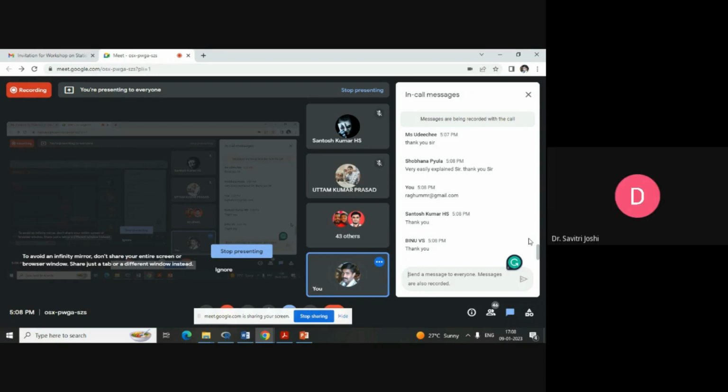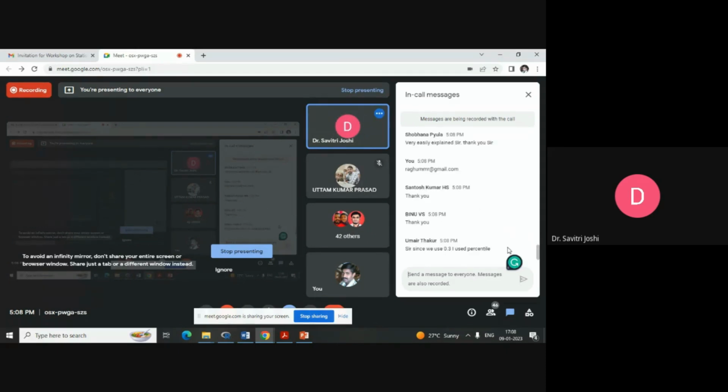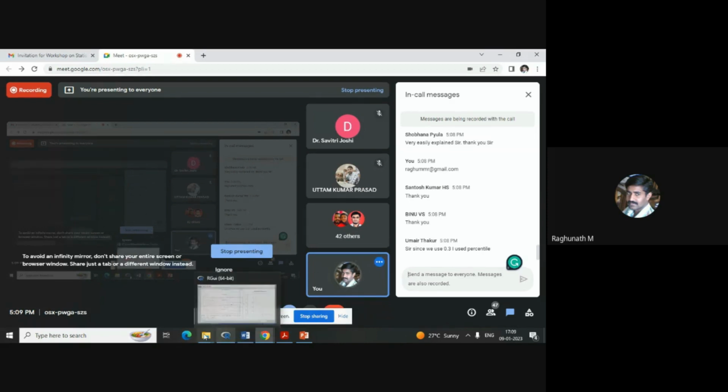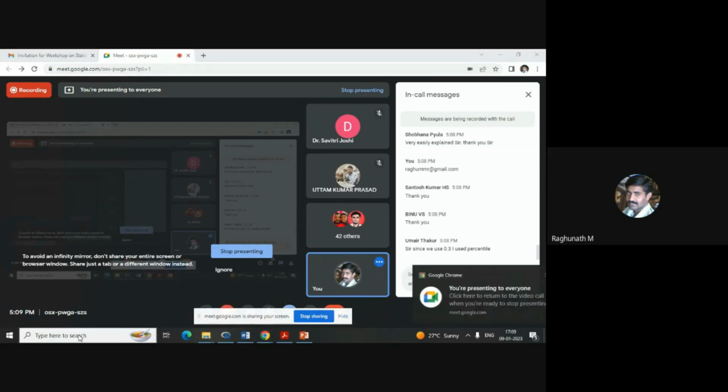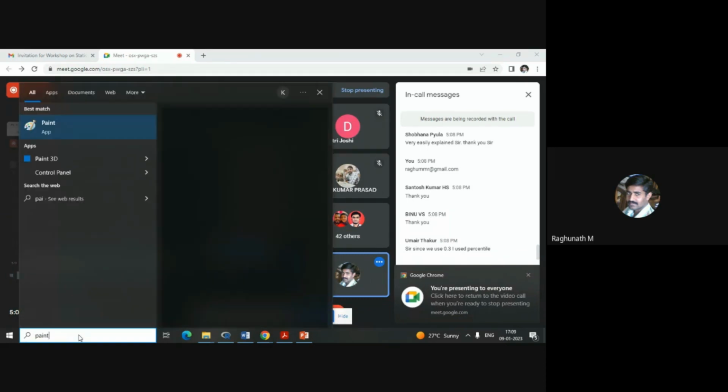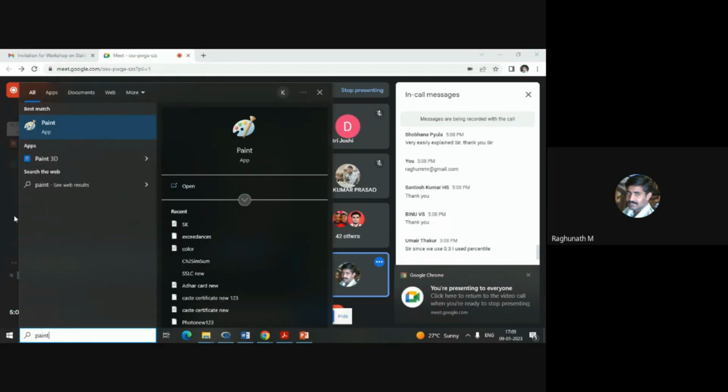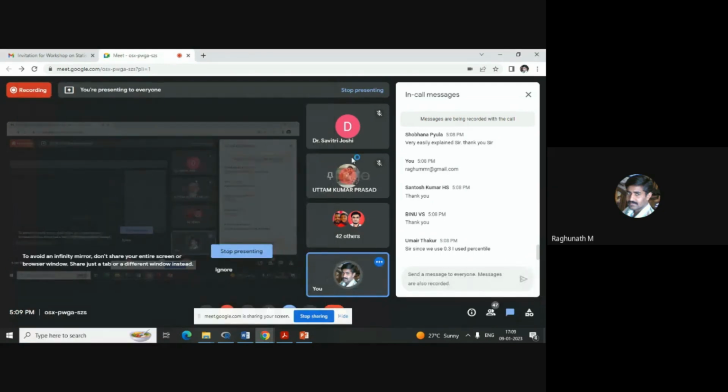Any other queries from the participants? I think he's getting confused with this one digit after the decimal, 0.3. Can you just elaborate on this? Just a minute. I'll just plot one graph and I will tell you how exactly it works.